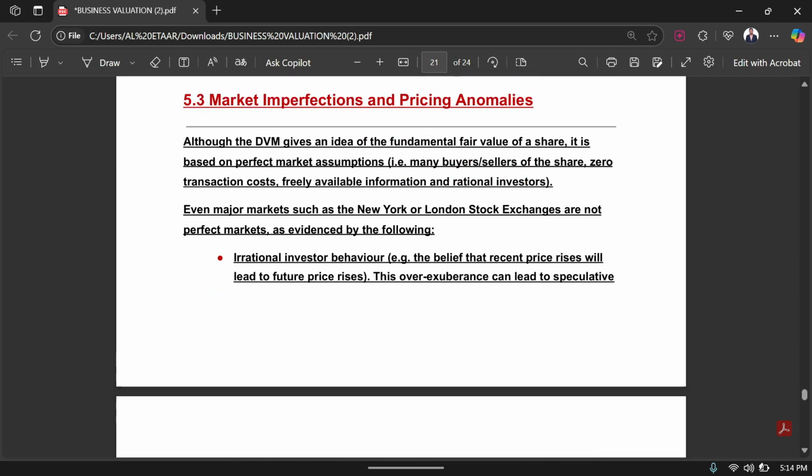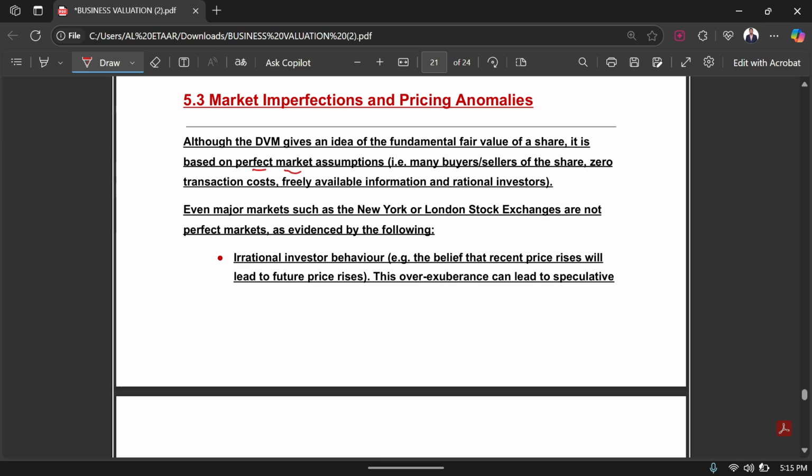And then we have market imperfections and price anomalies. They're saying that although the dividend valuation method gives an idea of the fundamental fair value of a share, it is based on perfect market assumptions, for example many buyers and sellers of the shares, zero transaction cost, freely available information, and rational investors. You would know about these perfect market assumptions from the previous chapter. That is what a perfect market looks like. But actually, in real life, you don't have a perfect market, right?